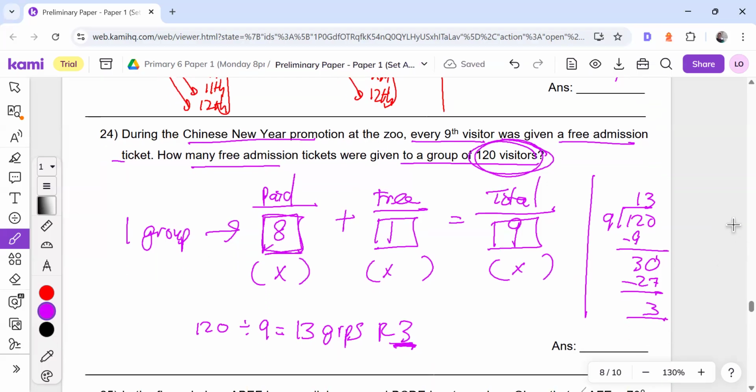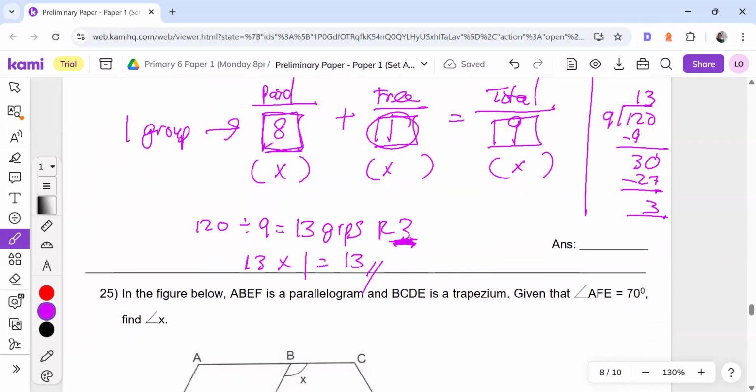Okay, so how many free tickets are there? If there are 13 groups, one group got 1 free ticket. There are 13 groups, 13 times 1. So there must be 13 free tickets. Do you understand? So every time there's a remainder, it means that you cannot form a group, and because you cannot form a group, there is no free ticket. You must have a complete group. Then the 9 persons will get a free ticket. Okay? All right.